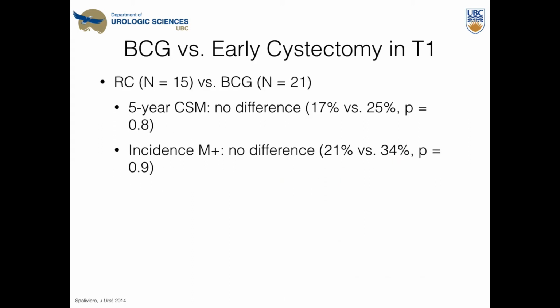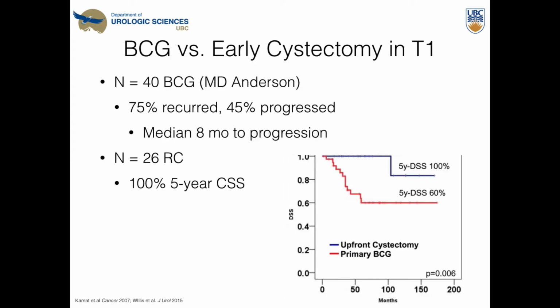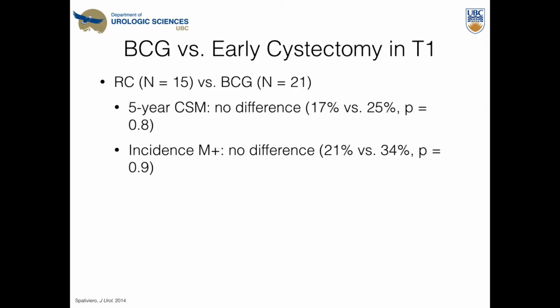That's not really the end of the story, though. The MD Anderson study was small, retrospective, single center, and so not to be outdone, MSK also put out their own data on T1 patients with micropapillary. They had a bit of a smaller group of 36 in total. They had 15 who had upfront cystectomy, 21 who were put on BCG. And they actually found no difference in 5-year cancer-specific mortality. There was a trend towards a benefit for cystectomy, 17% at 5 years versus 25% in the BCG group.